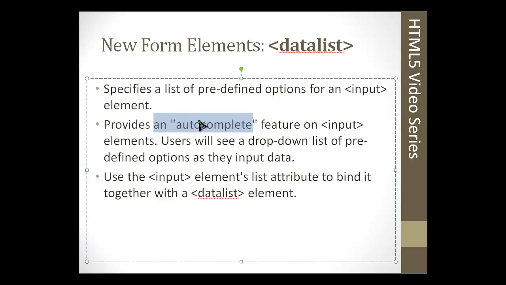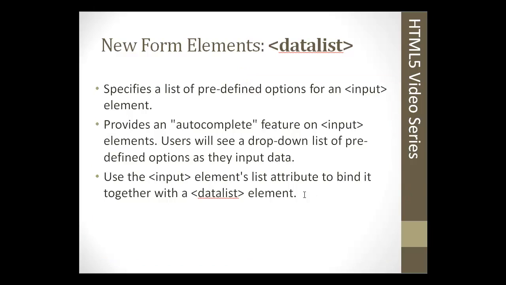So if you have a certain value in the list and they start typing, then it'll pop up. Like say it was a location input and you typed B. If we had Boston in the list of options, then Boston would pop up and they could select it without having to type the rest. So pretty cool. You use the input element's list attribute to bind it together with datalist. And it's a little hard to explain, but I'm going to show you in the programming part of this section how this works.